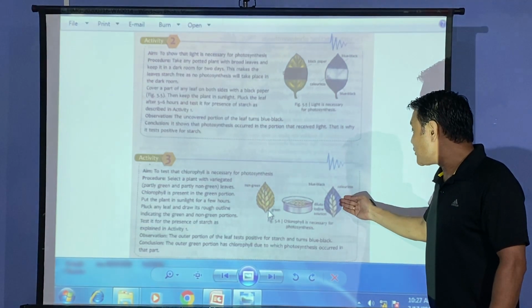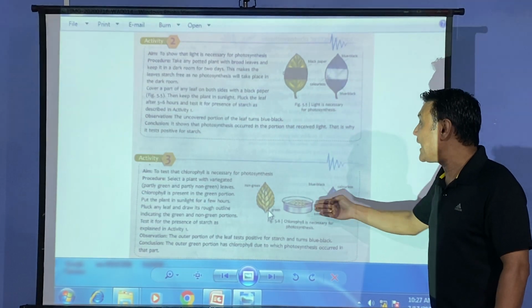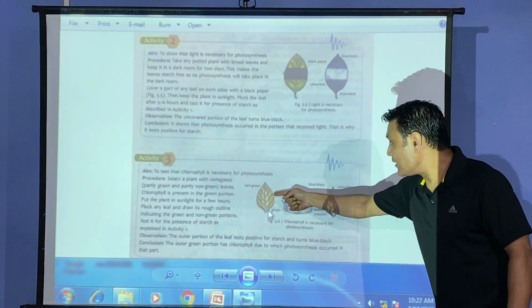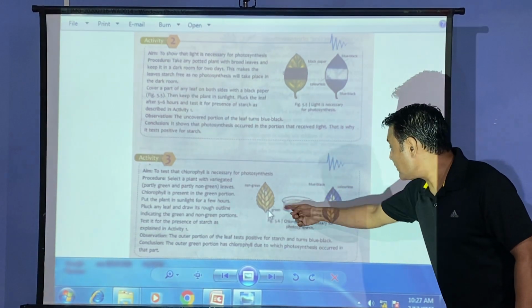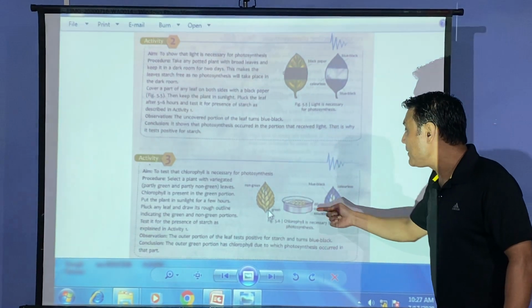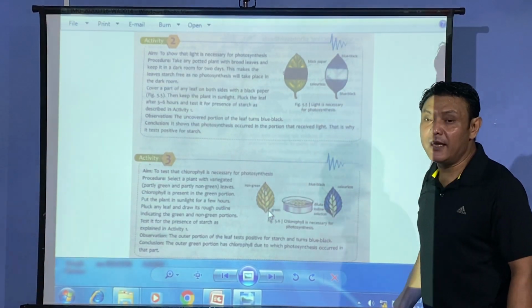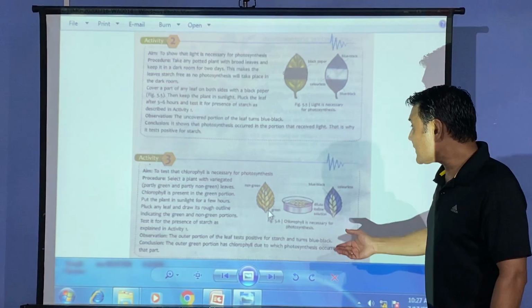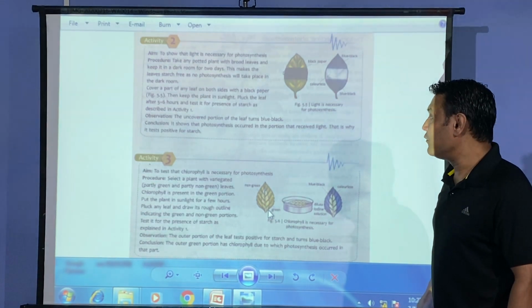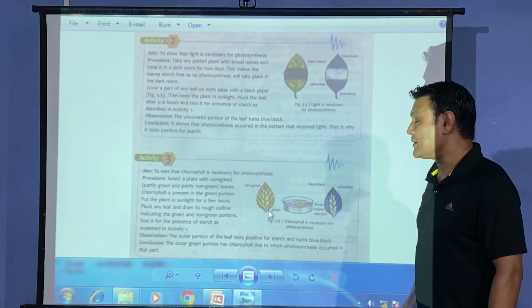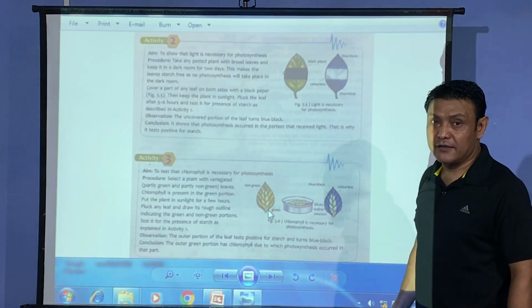So the outer portion becomes blue black because it had chlorophyll and the starch was produced here. The central portion does not turn blue black. Why? Because the central portion was pale in color. It did not have any chlorophyll. So this experiment proves that chlorophyll is necessary for photosynthesis.